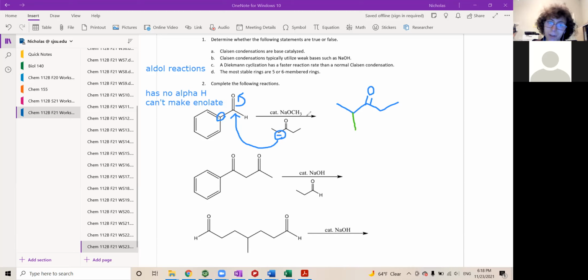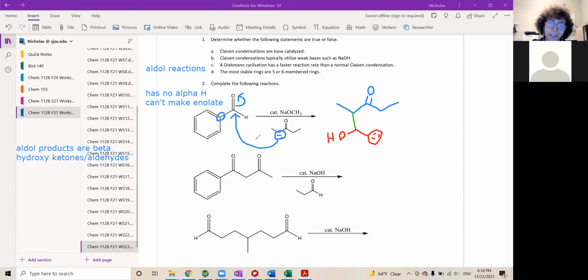And then remember, aldol products are beta hydroxy ketones or aldehydes. So they have alcohols beta to a ketone or an aldehyde. So there should be one here at the beta position. And then the rest of the structure, which is just a benzene ring here. Like this.